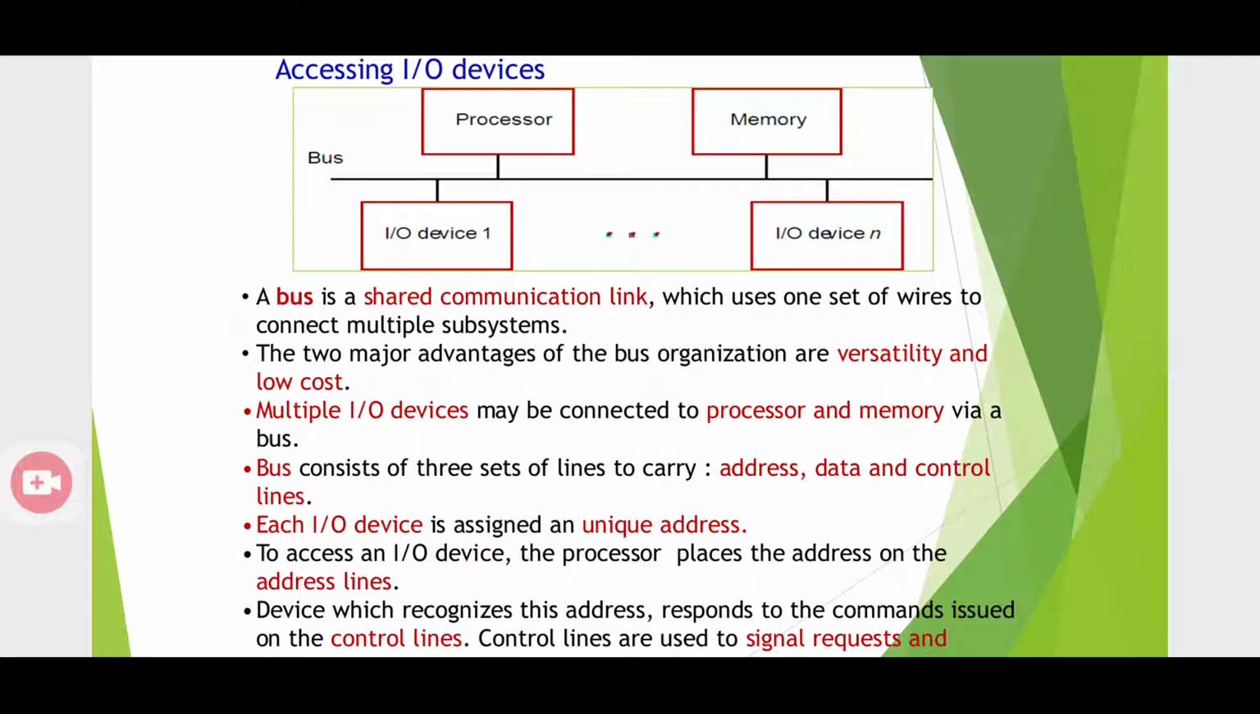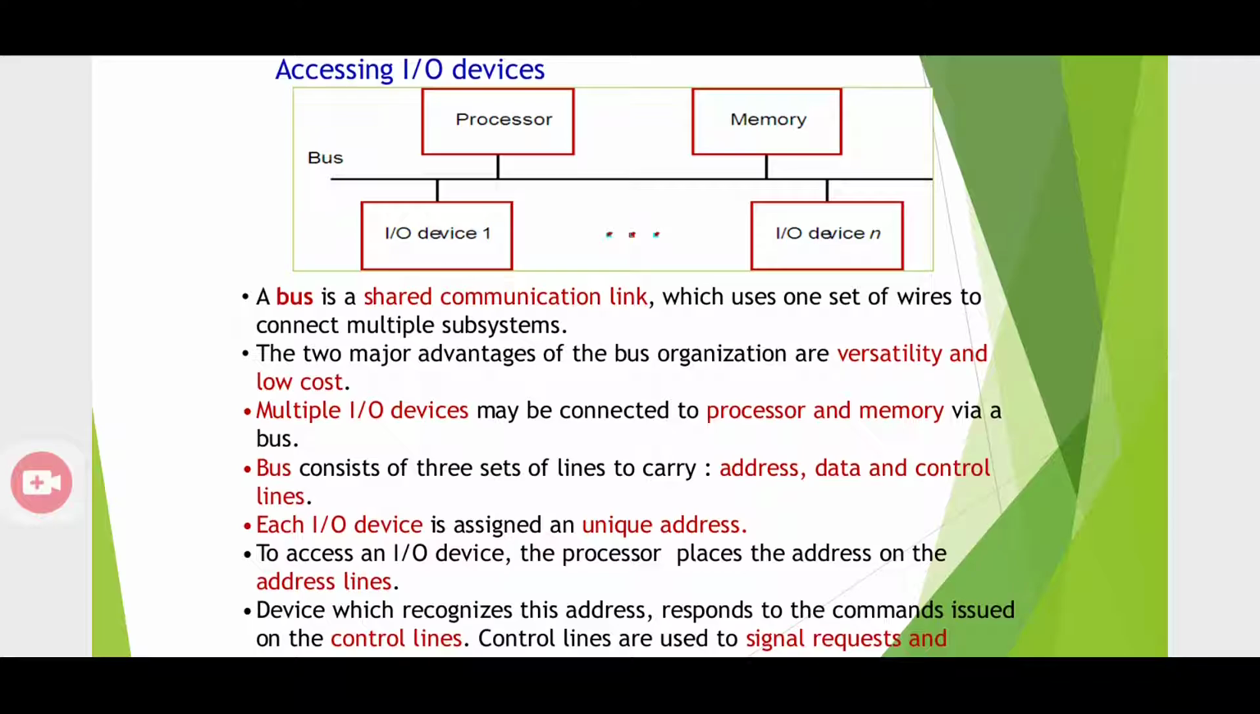You can see in the figure, the processor, memory and I/O devices are connected to a bus. That means multiple I/O devices can be connected to the processor and the memory by using a bus. Bus means it's a shared communication link. And the bus is divided into three categories: address bus, data bus, and control bus. Each I/O device is assigned a unique address. That is, to identify a particular I/O device, it has a unique address.